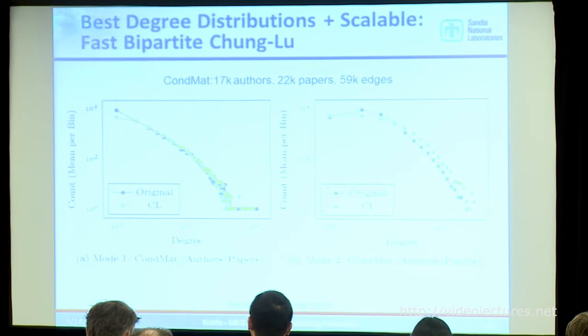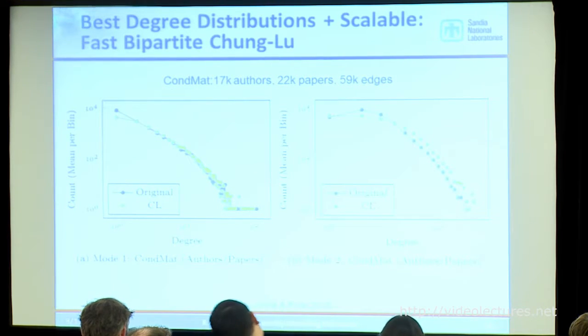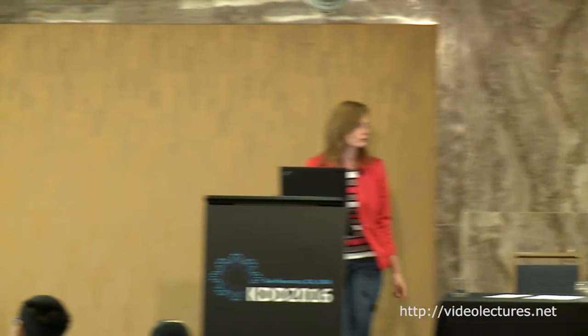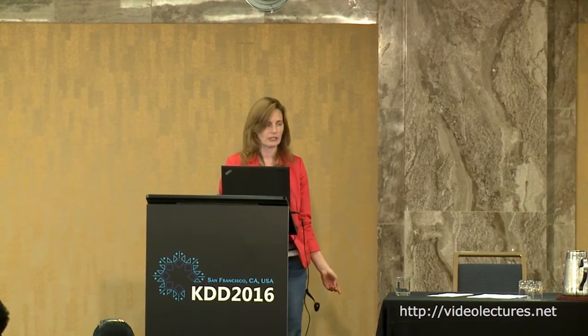Let's just look at a simple example. Here is an author paper graph, 17,000 authors, 22,000 papers, 59,000 edges. And then we have two degree distributions. We have the authors on the left, and the max degree of any author is around 100. Then we have papers on the right, and the max degree for a single paper is close to 20. So you'd only have about 20 authors on a paper at most. But on the other hand, an author could have 100 papers. So they're different in scale, and you don't want to just combine them arbitrarily. Then you can do this Chung-Lu procedure, and you can match it reasonably well.